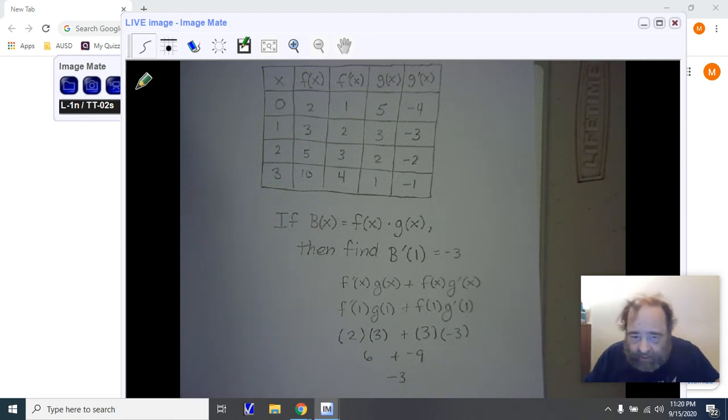Now we're going to find that they're going to do this quite a bit with the product rule. We'll see this again with the quotient rule, and we'll see this with the chain rule.